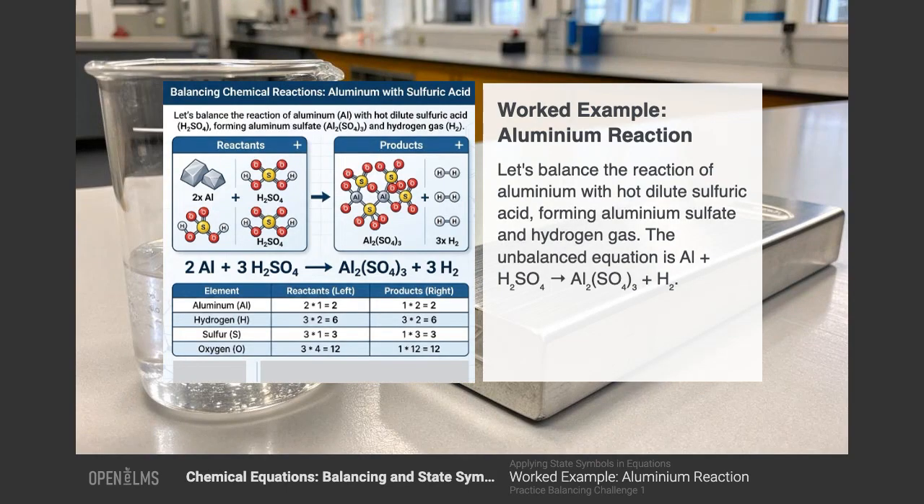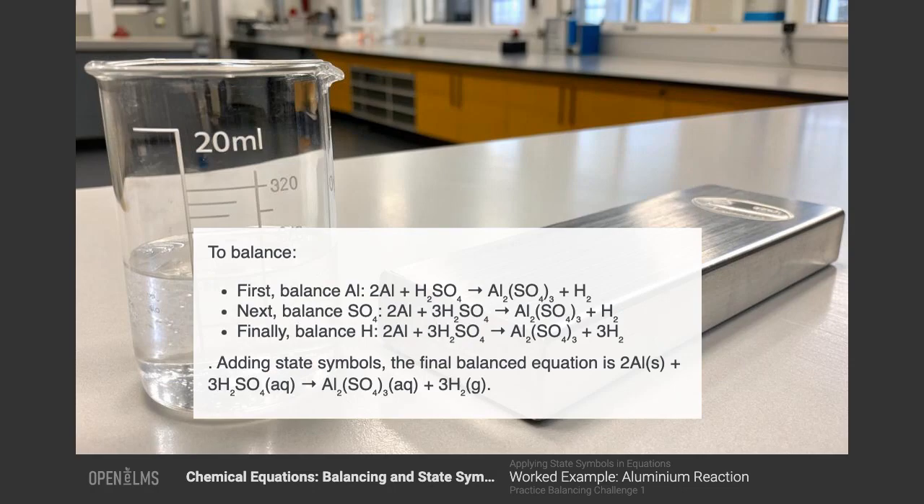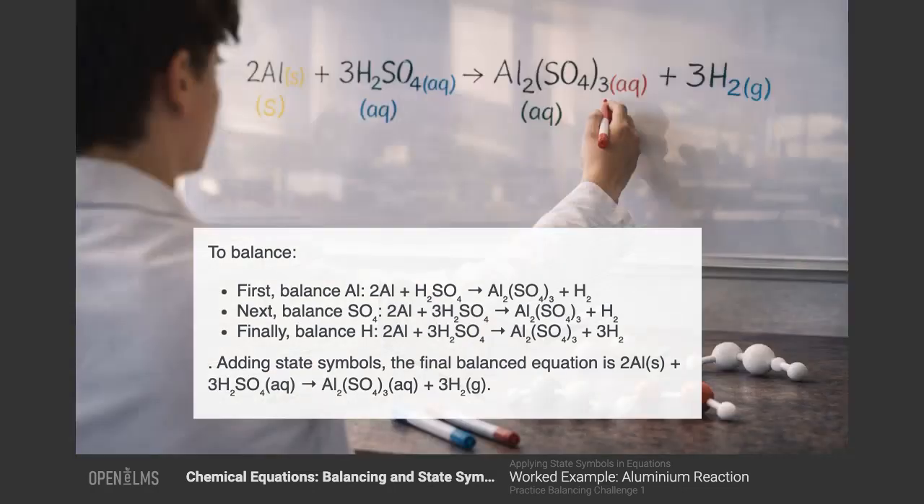Worked example, aluminium reaction. Let's balance the reaction of aluminium with hot dilute sulfuric acid, forming aluminium sulfate and hydrogen gas. The unbalanced equation is Al plus H2SO4 gives Al2(SO4)3 plus H2. To balance, first balance Al, 2Al plus H2SO4 gives Al2(SO4)3 plus H2. Next, balance SO4, 2Al plus 3H2SO4 gives Al2(SO4)3 plus H2. Finally, balance H, 2Al plus 3H2SO4 gives Al2(SO4)3 plus 3H2. Adding state symbols, the final balanced equation is 2Al(s) plus 3H2SO4(aq) gives Al2(SO4)3(aq) plus 3H2(g).